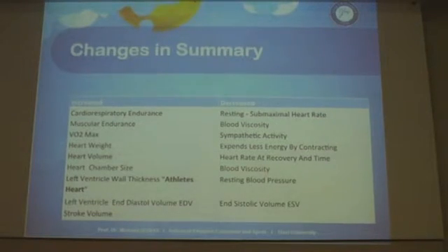And these parameters decrease by the help of exercise: resting and submaximal heart rate, blood viscosity, sympathetic activity, and the heart expends less energy by contraction during muscle systole, heart rate at recovery and time, blood viscosity, resting blood pressure, and systolic volume.